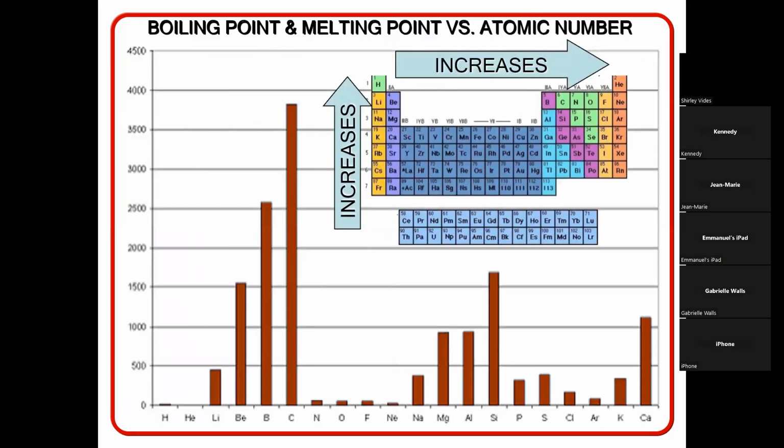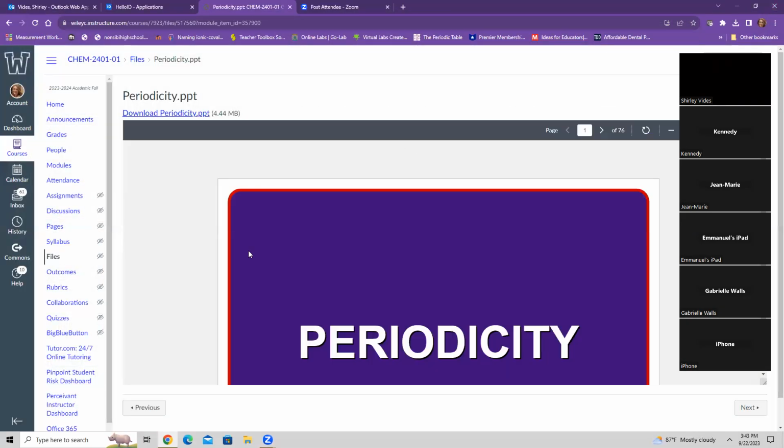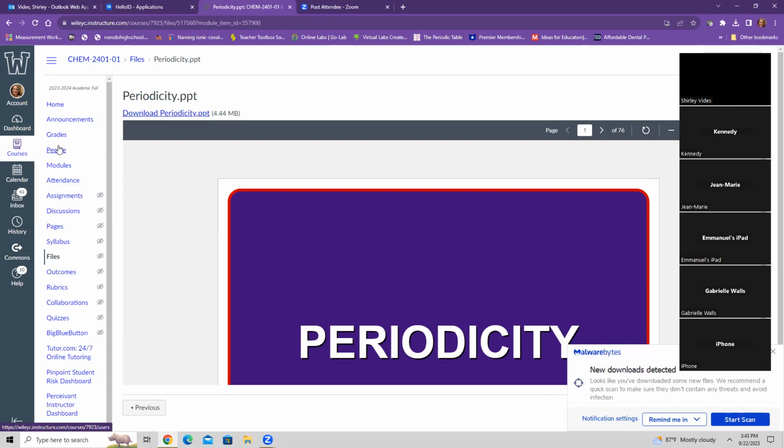Let's not look at the boiling point. That gets kind of confusing when you don't know certain things. So let's not look at that. All right. So now let's go practice a little bit. What I'm going to do is bring up the periodic table.